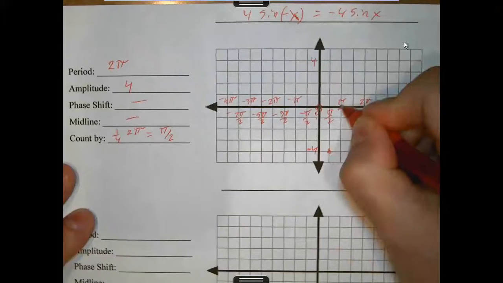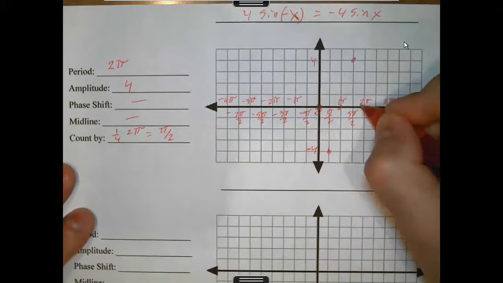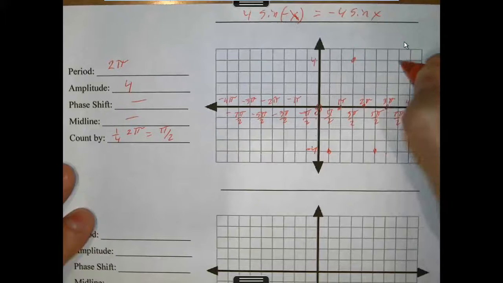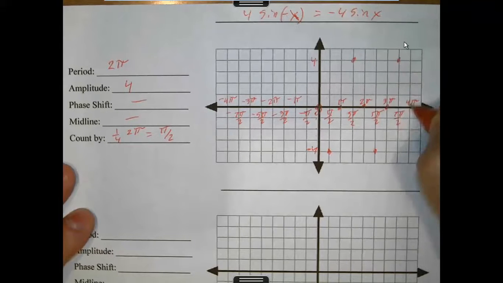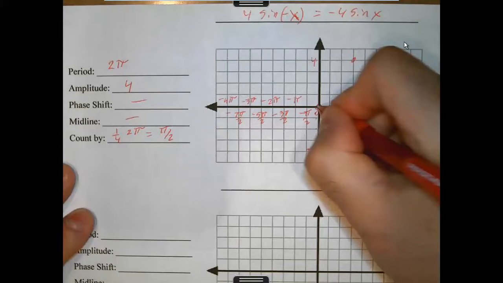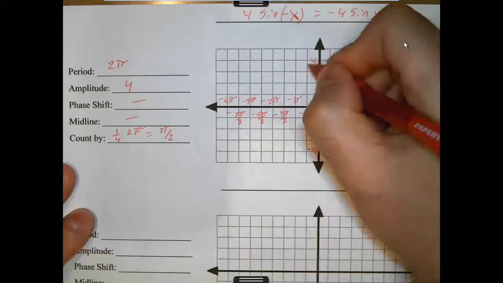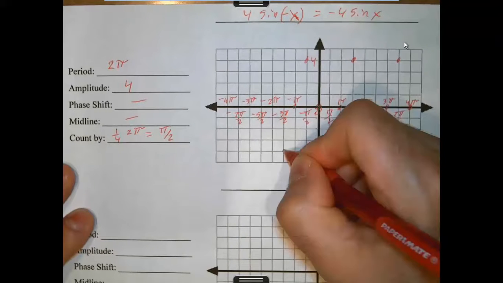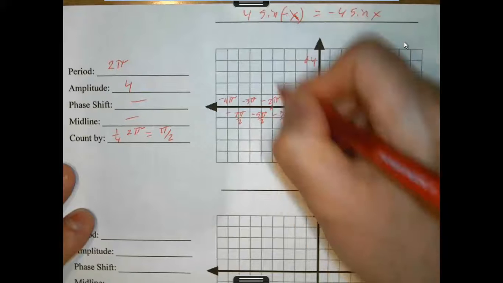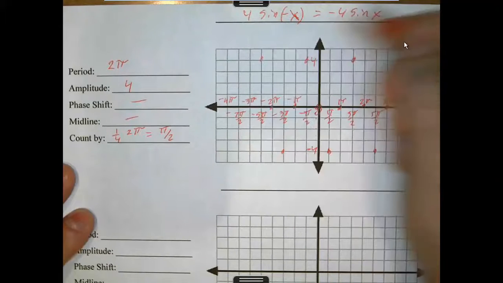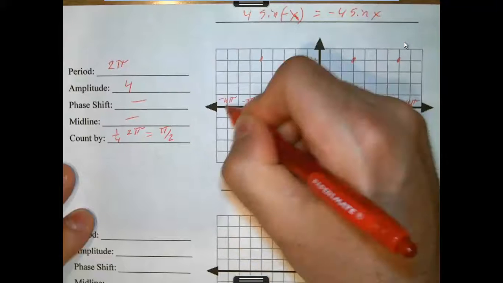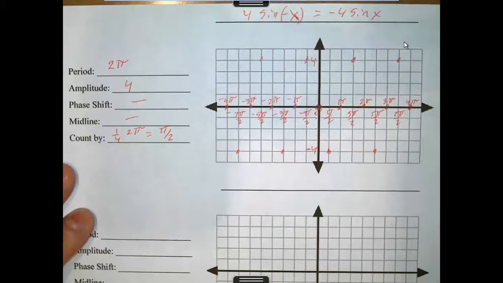x-axis, positive amplitude, x-axis, negative amplitude, x-axis, positive amplitude, x-axis. So I went down, so I got to go up this way. So positive amplitude, x-axis, negative amplitude, x-axis, positive amplitude, x-axis, negative amplitude, x-axis. So now I connect my dots to the wave.